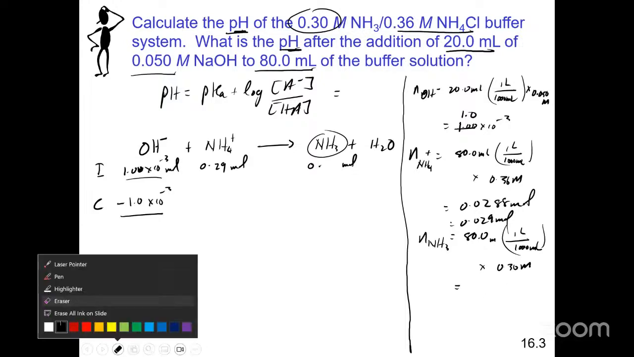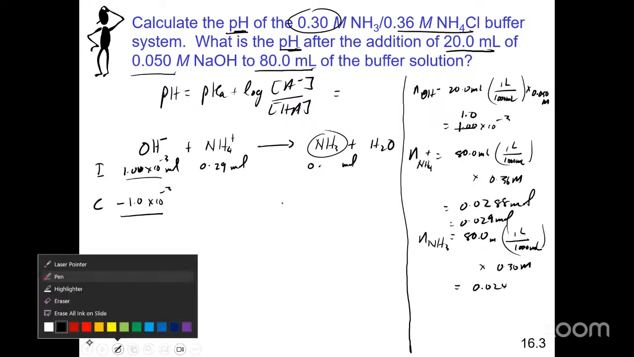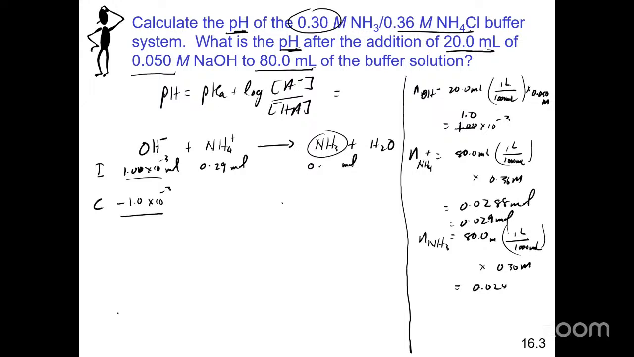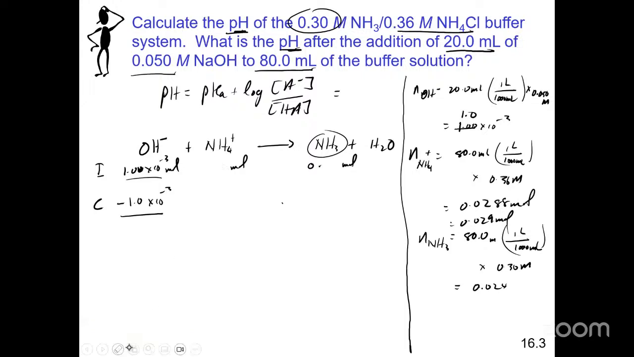Thank you very much. Okay, so this should be 0.024. Okay, so and this should be 0.029. I'm making mistakes all over the place. This here should be 0.029 moles, right? Okay, so as I was saying, and this should be 0.024. Okay, so as I was saying, this is the limiting reactant. All of this will be used up.